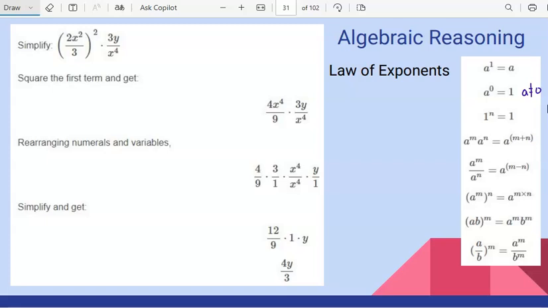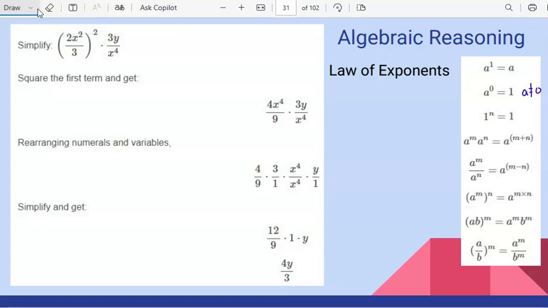We have our product of powers, quotient of powers, power of a power, more power of a power, and then more power of a power, but this time we have a quotient in there. Alright, simplify 2x squared over 3 squared times 3y over x to the 4th power.